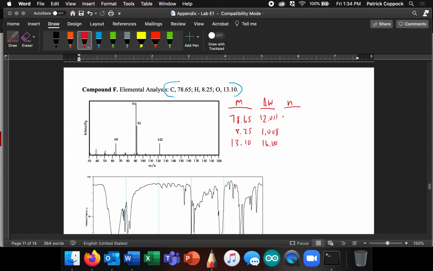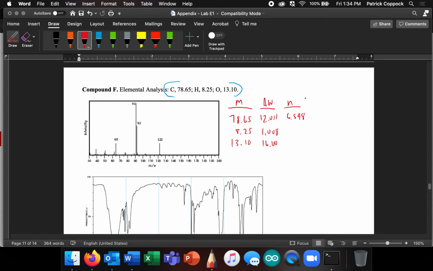That would give us this many moles. Where's my calculator? 78.65 divided by 12.011 gives 6.548.